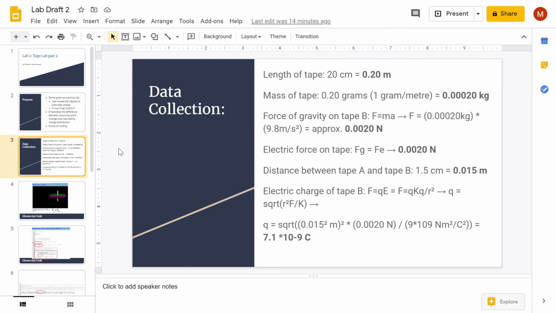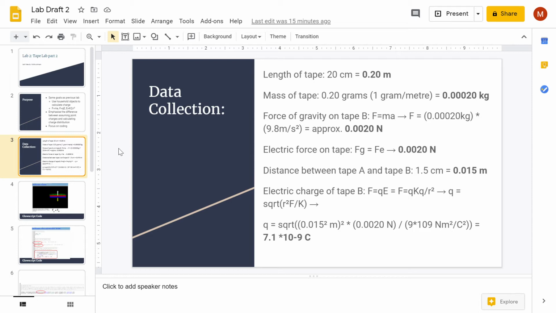Data collection. The length of the tape was equal to 20 centimeters or 0.2 meters. The mass of the tape was 0.2 grams or 0.00002 kilograms. The force of gravity on tape B, which was the top tape, was equal to F equals ma, or 0.002 newtons. And the electric force on the tape is also equal to the force of gravity, since the tape is not moving, which means it is also 0.002 newtons.